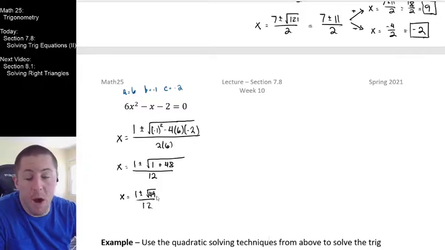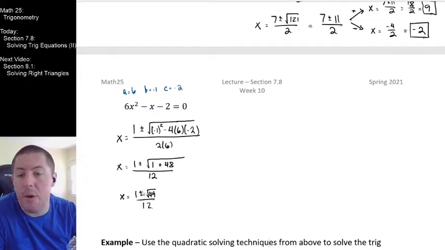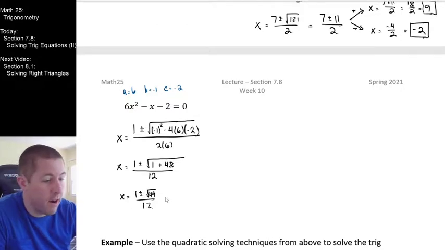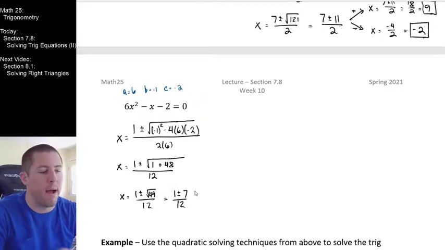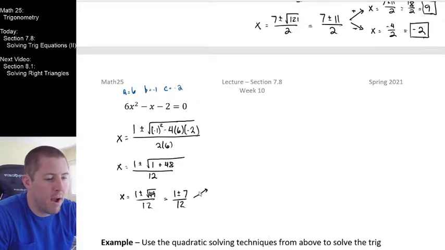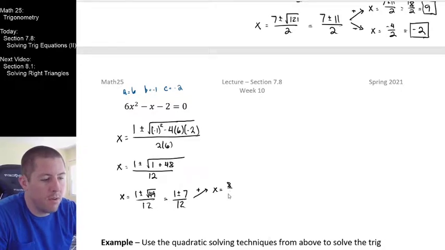And it looks like now I've done as much as I can, so I need to now say this is 1 plus or minus 7 over 12. Now I want to evaluate the plus route versus the minus route. If I use the plus in this solution, 1 plus 7 is going to give me 8 over 12, which I could simplify as 2 over 3. So that's one of my solutions here.